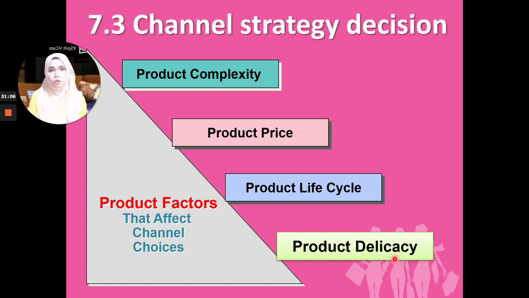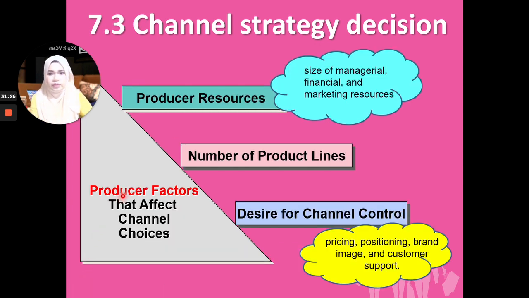And of course, when you want to get the fresh ones, you need to go to the wet markets, or what they call pasar minggu, to get all those fresh vegetables, because these are typically the farmers who sell directly to the consumers. Okay. Next, you also need to look at the producer factors in terms of the producer's resources: the size of managerial, financial, and marketing resources they have, and the number of product lines. If you only have one product line and you want to open up one shop just to sell that one product line, it may not be viable.